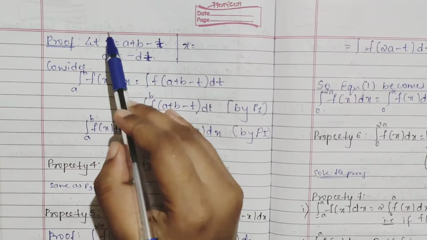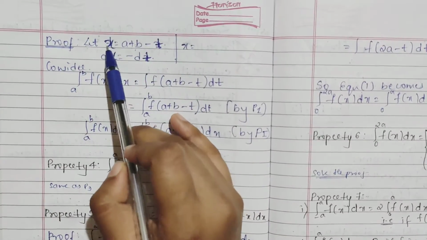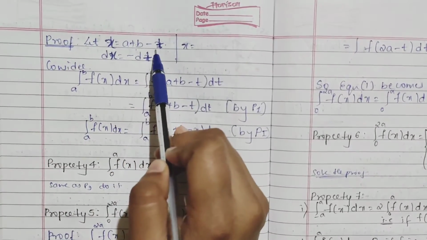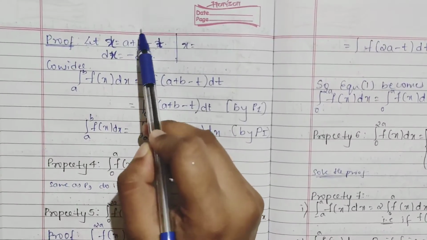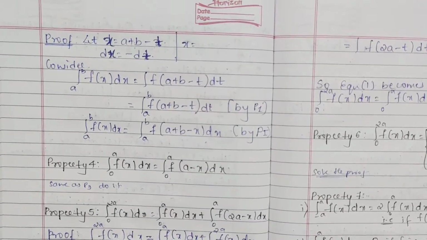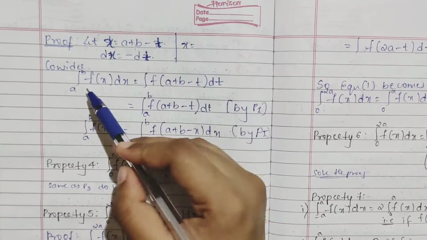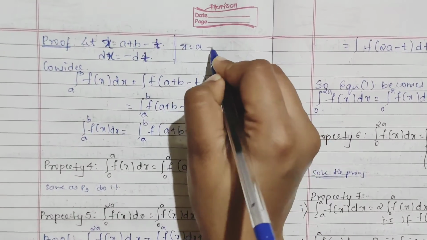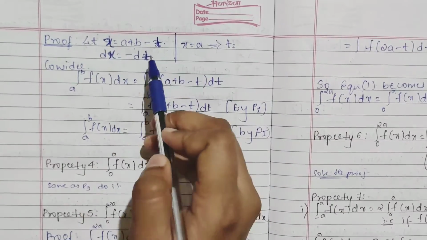Let t be equal to a plus b minus x, or x equal to a plus b minus t. Differentiating, dx is equal to minus dt. Whenever we are doing substitution in integrals, change the limits here only. The integral was from a to b. So when x is equal to a, what will t be?